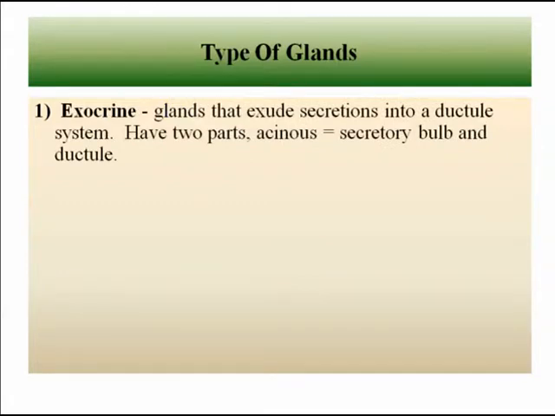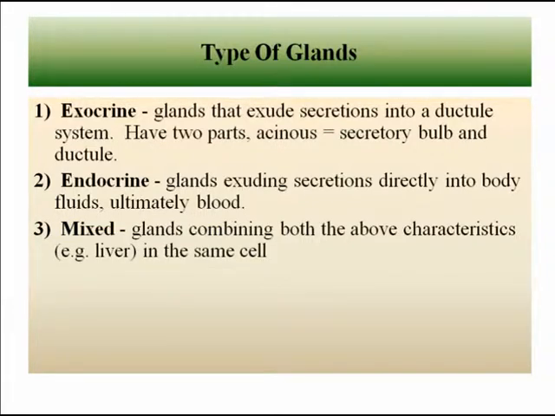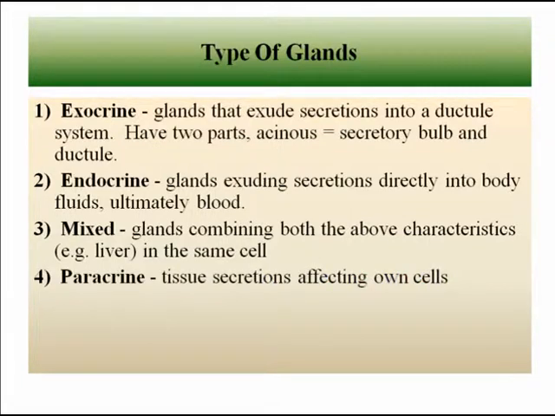Now, types of glands. Now, there are four types of glands. First of all is exocrine glands. Glands that excrete secretion into a ductal system, or glands that have ducts. Endocrine glands, these excrete their secretions directly into the organ, ultimately blood. Mixed glands are those glands that contain the properties of both exocrine glands and endocrine glands, like liver. Paracrine glands are those glands in which the cell filled with secretory product disintegrates during discharge of the products. For example, sebaceous gland.